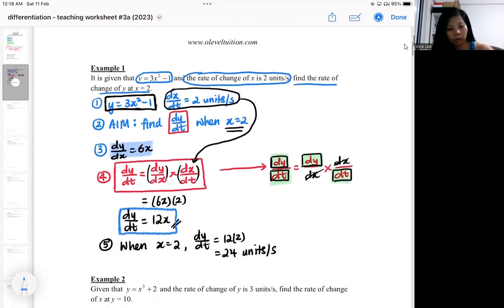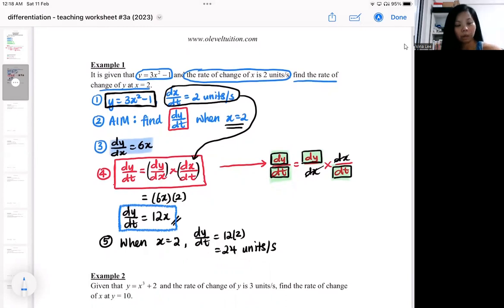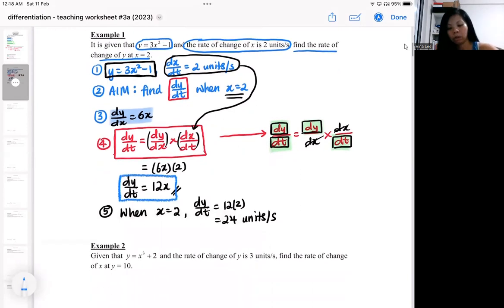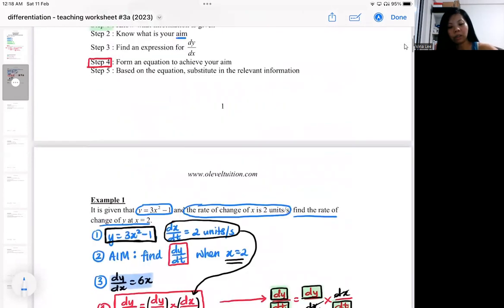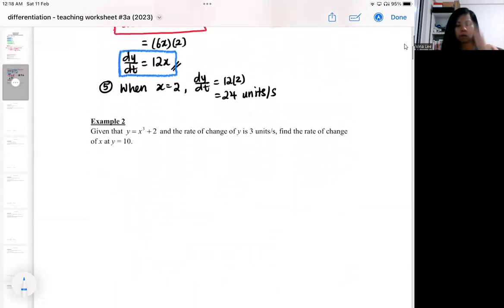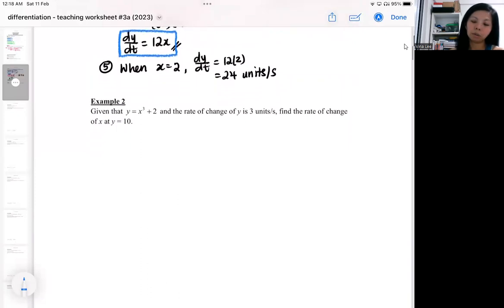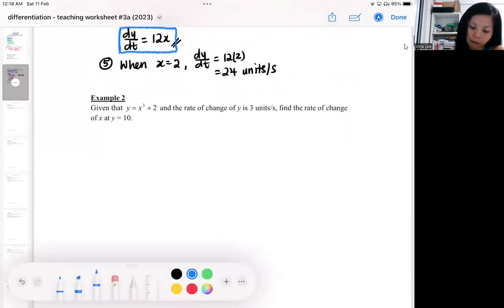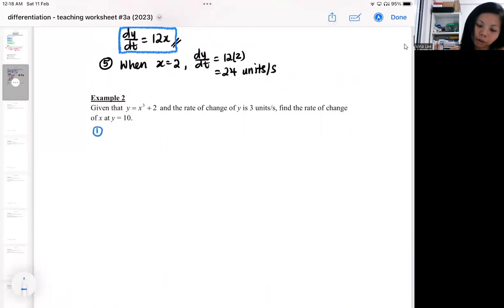Okay, so I will be showing you another question. Sometimes the question may not be so direct. So in example 2, I'm still going to be following the 5 steps, but the question is slightly indirect. So let's observe what about example 2 is indirect. Step 1, let's write the information. I've gotten the y, and I've also gotten the rate of change of y. So that will be dy dt.